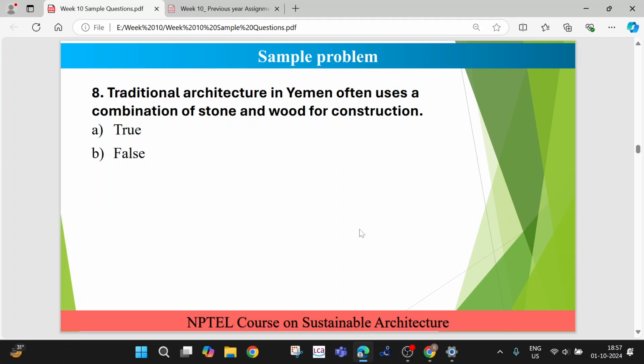Whoever has answered true, that wood is mainly used: wood is not the construction material in those regions, due to the unavailability or limited availability of wood. So stone and mud will be the right answer, not stone and wood. You can see slide 21, all of you. Okay, so I hope now it will be clear. Let's move to the next question.